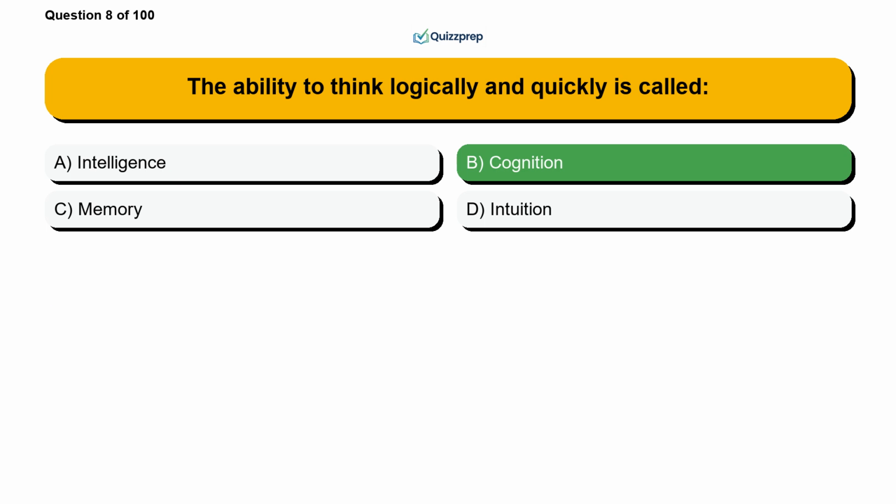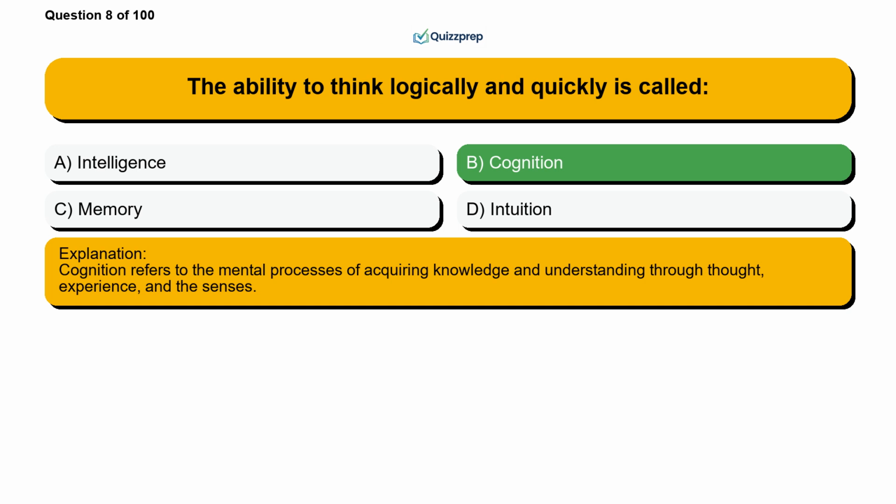Cognition. Cognition refers to the mental processes of acquiring knowledge and understanding through thought, experience, and the senses.